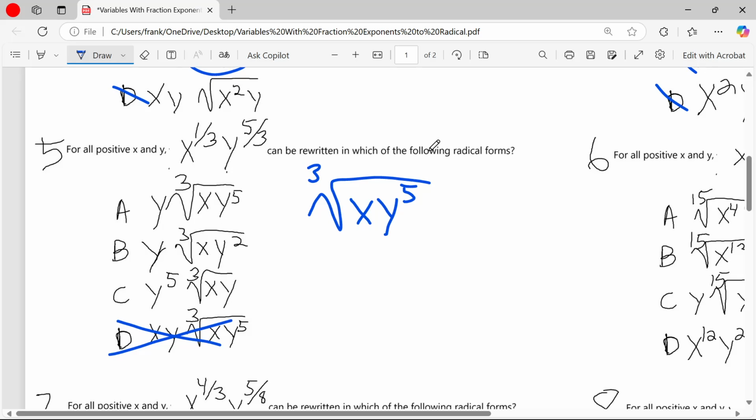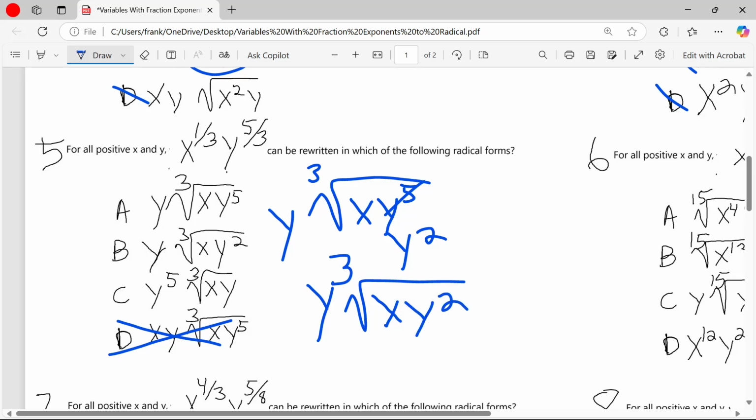So x, the first power is smaller than 3, but 5 is bigger. So 5 minus 3 is 2. And I'll write a y outside there. 2 is not bigger than 3 now, so I can't do any more. Inside the cube root is x, y squared. Hold on, let me erase that. I wrote it so it looks like the power of y is 3. The power of y is 2, and the root is 3. So I need to be clear in my writing. And that would be answer B.